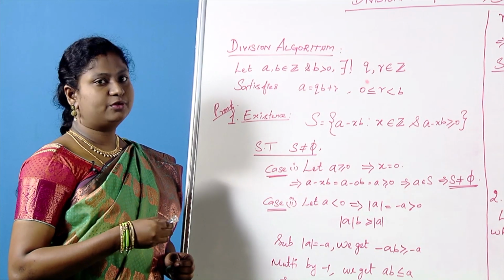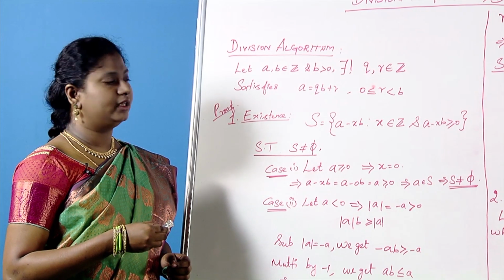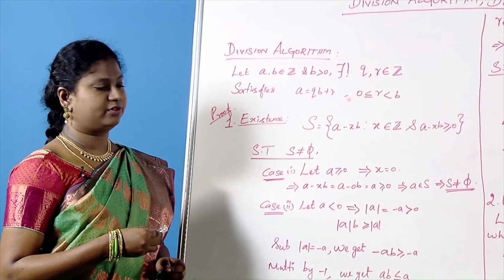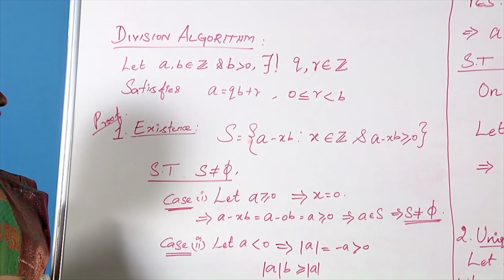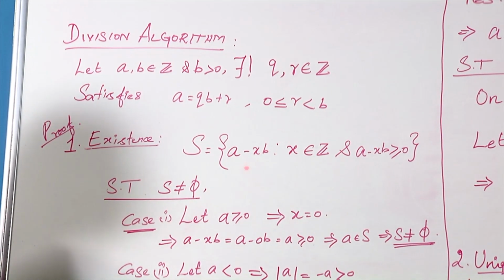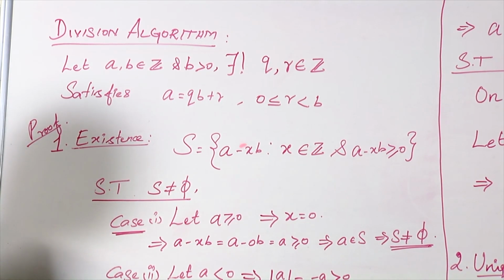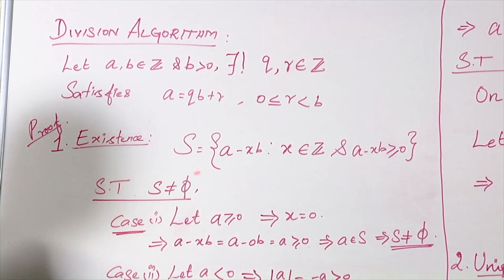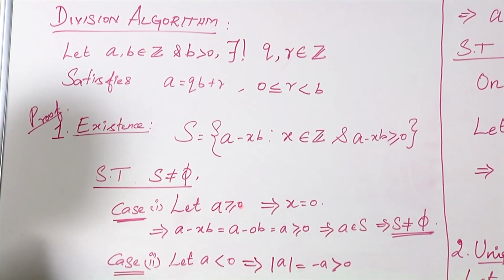So, now we shall prove this algorithm. In the first part, we are going to prove the existence of such q and r, and then we are going to prove the uniqueness of it. So, let us consider the set S. We are going to construct S that contains a collection of elements of the form a minus xb, where x is an integer and this a minus xb should be greater than or equal to 0. We are going to construct a set like this, and we are going to prove this set is a non-empty set.